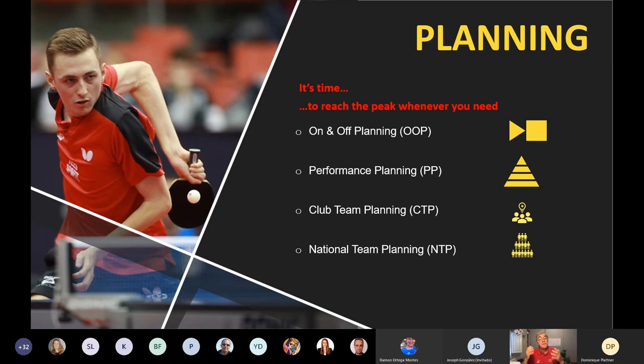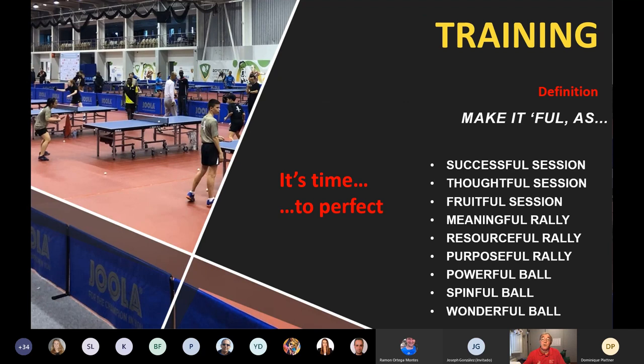And of course, the performance planning, as we said before: when I plan the competition and my performance, I really have to be ready for that particular competition. It can be once again the national team, the club, the individual tournaments, and so on. So you are the coach, and you are responsible, and you have to take care of that.